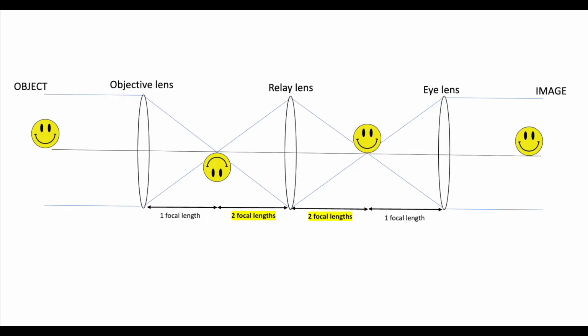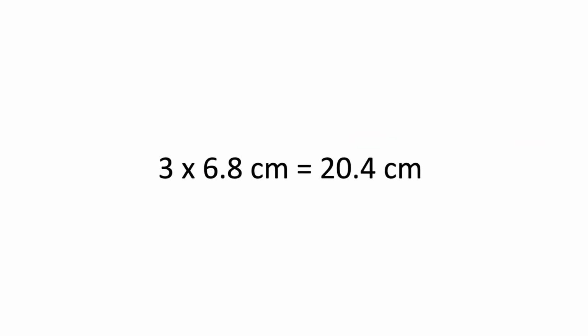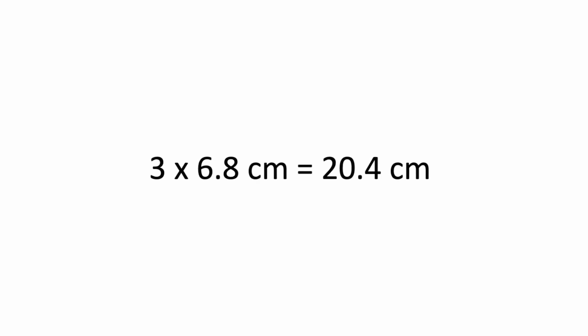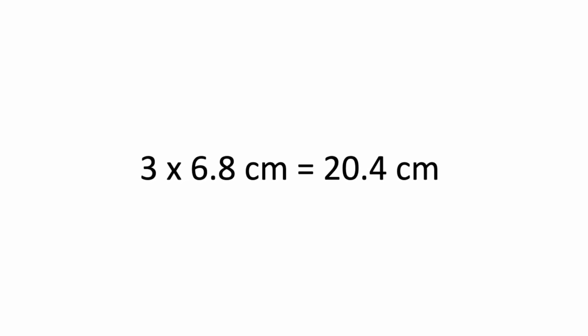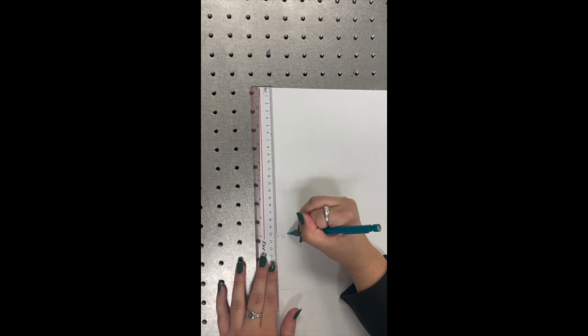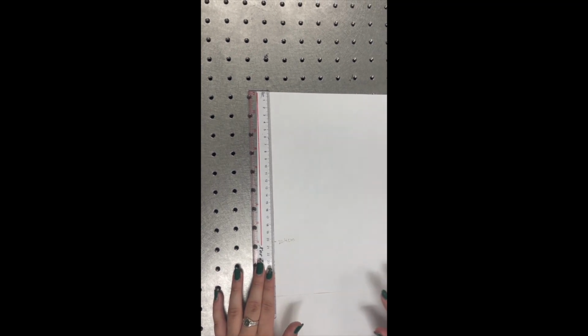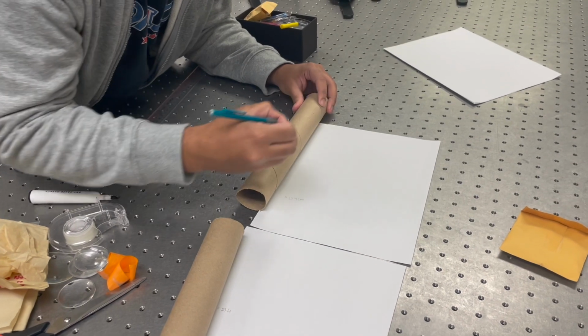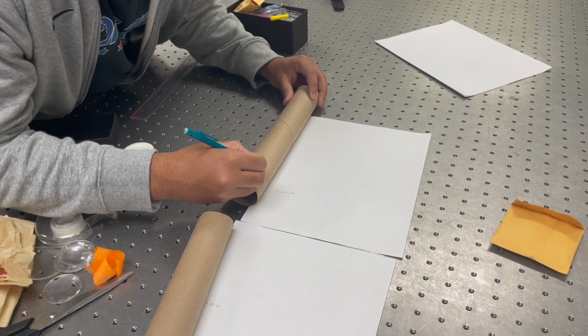Since we know the relay lens needs to be placed 2 focal lengths away from the focal points of the other 2 lenses, we can figure out where each lens needs to be put in the paper towel rolls by placing them 3 focal lengths away from each other. In our case, since the focal length of each lens is 6.8 centimeters, we can place a lens in the tube every 20.4 centimeters. Using the ruler and paper, mark every 20.4 centimeters, then line up the paper towel rolls with the paper and mark where the lenses will go.